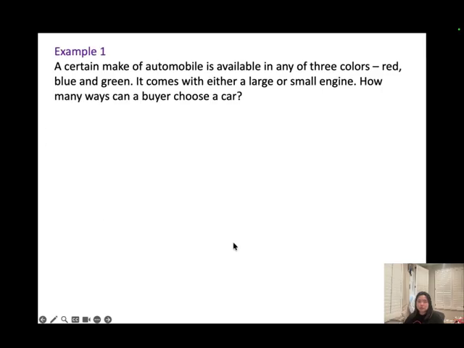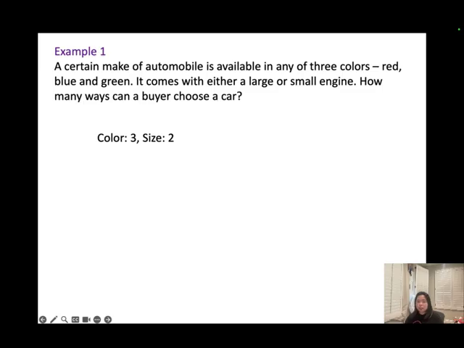Let's look at the first example. A certain make of automobile is available in any of three colors: red, blue, and green. It comes with either a large or small engine. How many ways can a buyer choose a car? So you can see we do have three colors and two sizes, and then we're going to count how many ways the buyer can choose a car.